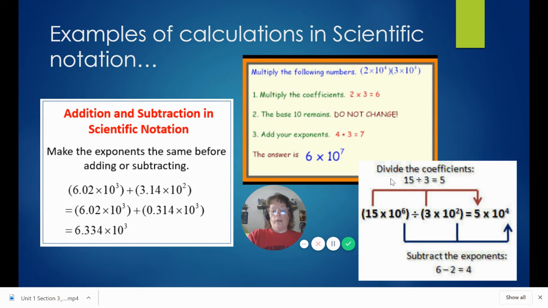And when you divide, it's pretty much the same thing. You are going to divide your coefficients. Here, 15 divided by 3 is 5. And then you take those exponents and you subtract them this time when you're dividing. So we have an exponent of 6 and an exponent of 2. Subtract 2 from 6, you end up with 4. So your answer is going to be 5 times 10 to the 4th.